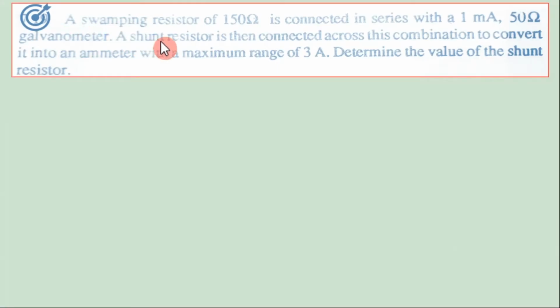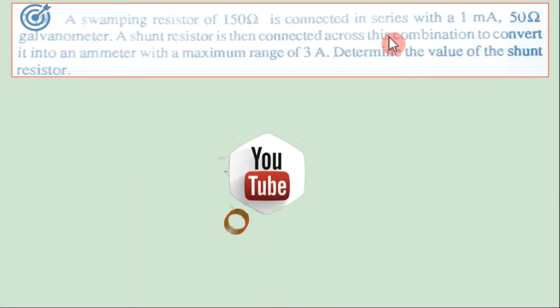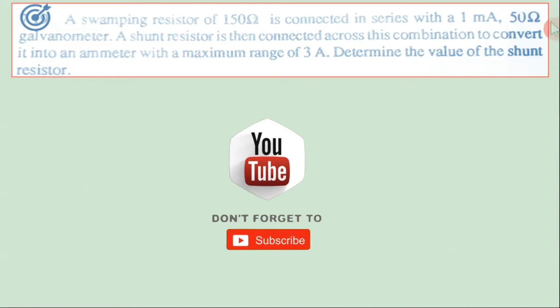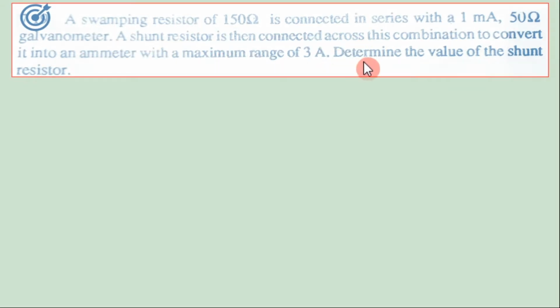It says here, a swamping resistor of 150 ohms is connected in series with a 1 milliampere, 50 ohm galvanometer, and the shunt resistor is then connected across this combination to convert it into an ammeter with a maximum range of 3 amperes. And we are tasked to determine the value of the shunt resistor.